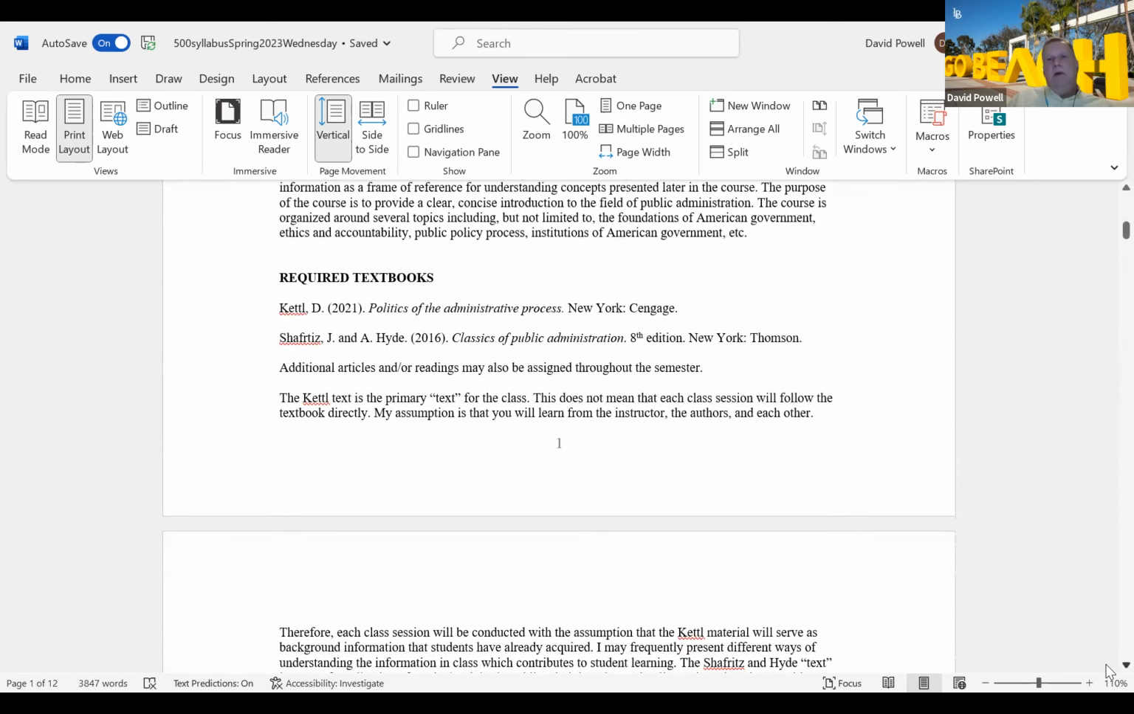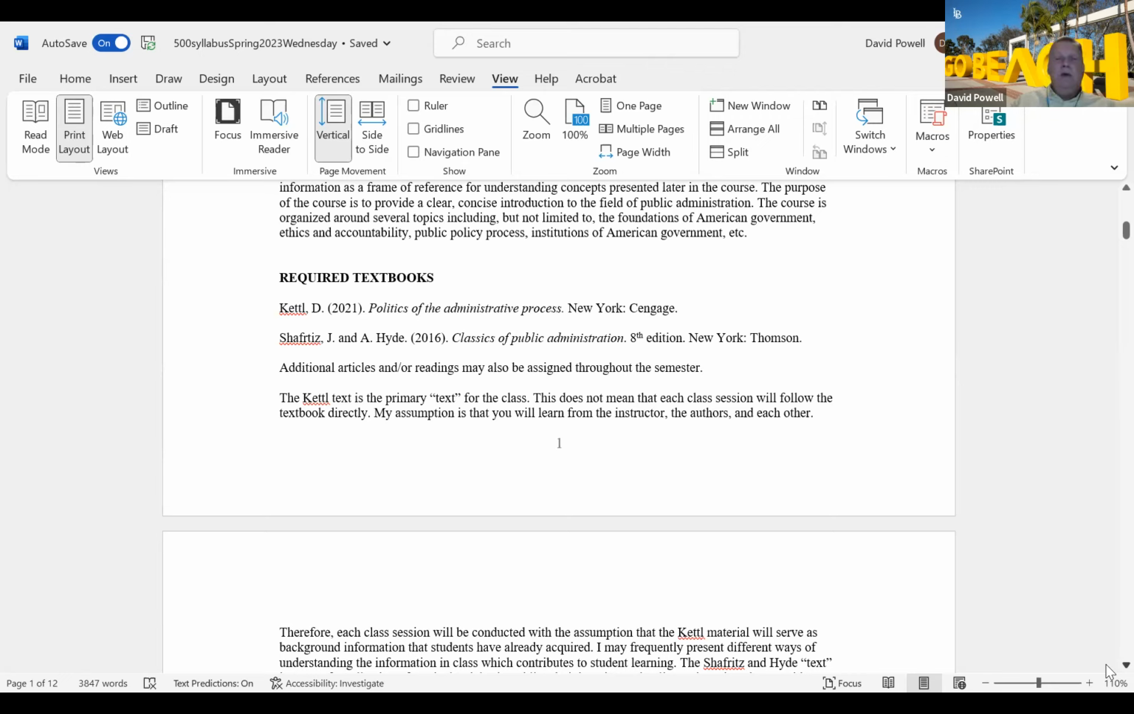There are 2 required textbooks for this class. Politics of the Administrative Process by Don Kettl. Don's textbook is a good basic textbook that we'll use as supplemental type of information. I anticipate that you're reading the chapters in the Kettl textbook. It doesn't mean we are going to cover the same information on Wednesday nights. I will cover different information, cover it from a little bit different perspective and a little bit different angle. That's why being here or at least watching the recordings is important for success in the class. But that's our basic textbook.